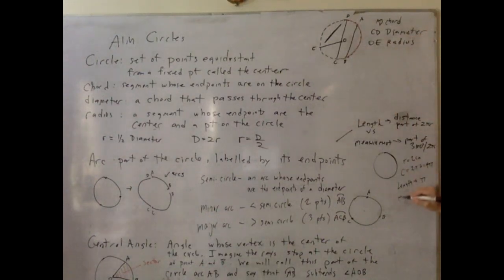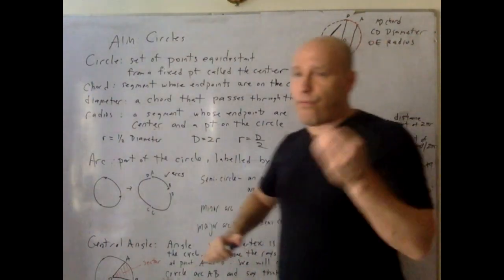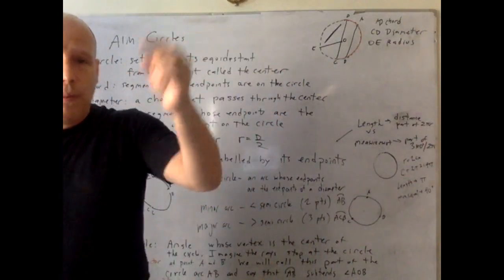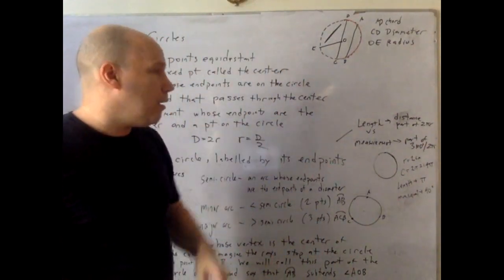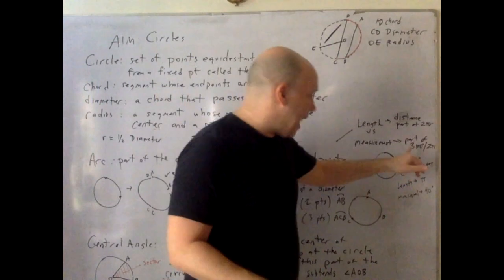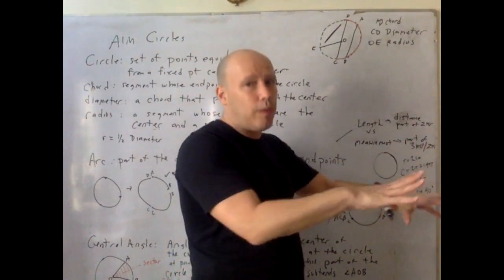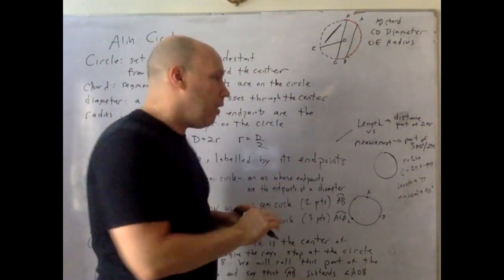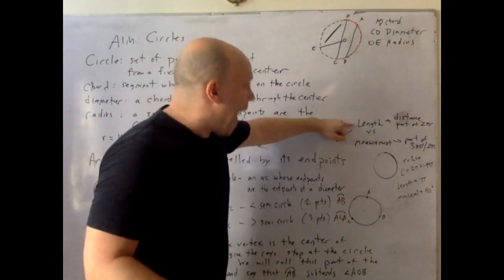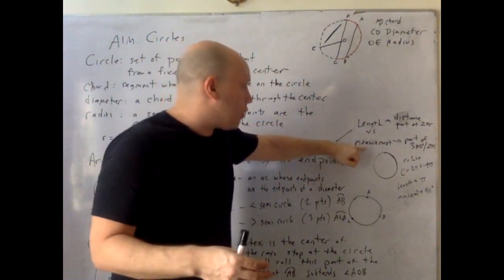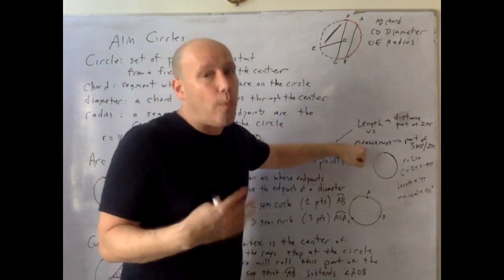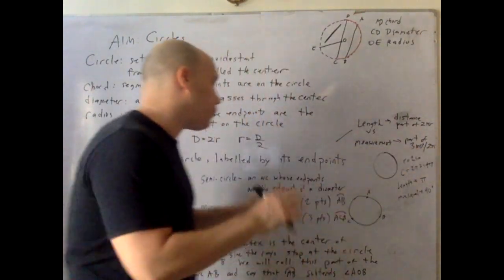But we say the measurement is 90 degrees. Once again, the measurement refers to the part of 360. Now we're going to see a connection between degrees and radians, but we're still in 9th grade now. So that's the idea. The length is the actual distance, the circumference. The measurement is a part of 360, or we're going to see part of 2 pi.